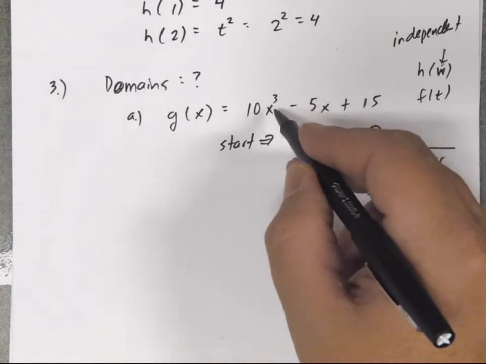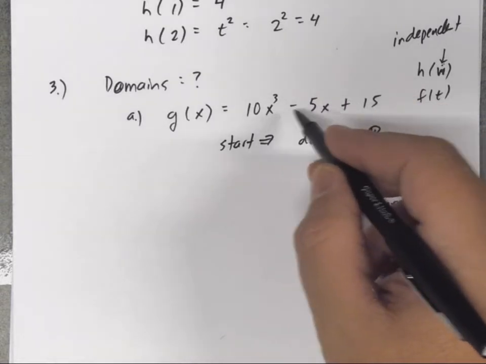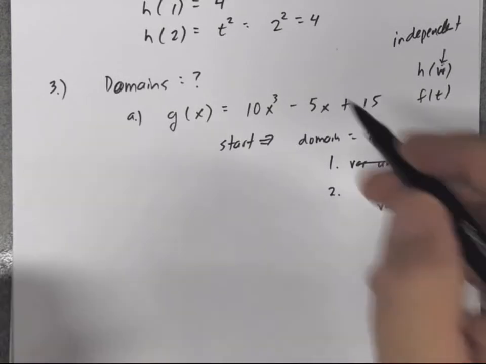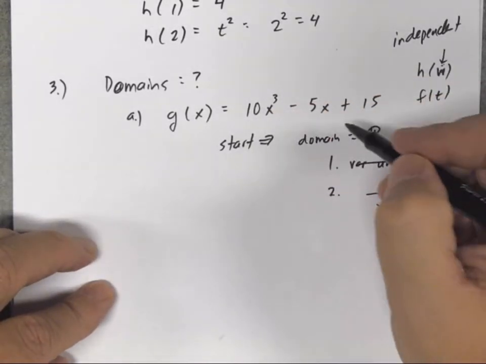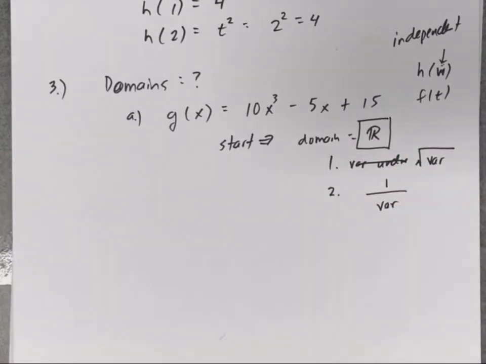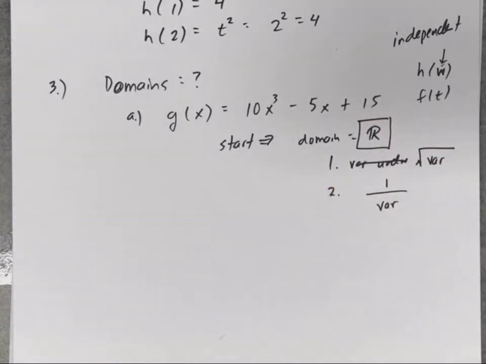Do I have any variables under square roots? Well, no, I don't even have any square roots. Do I have any variables in the bottom of a fraction? No, I don't have any fractions. So for this one, my starting point is all real numbers, and that's where it stays. The two situations that would cause the domain to change, neither of them are present, so A is all real numbers, which means x can be anything, which makes sense, right? You can plug in any number you want for x, and everything's going to be fine.